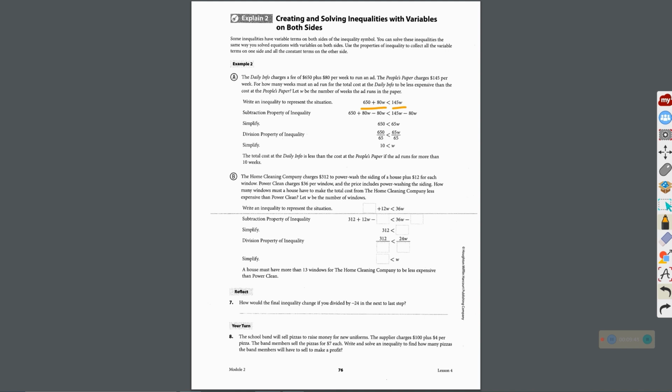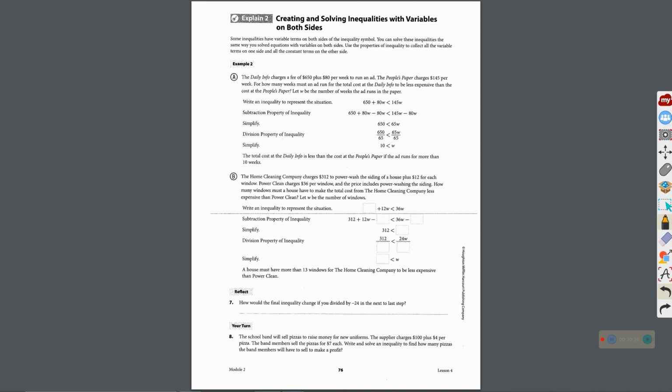Then they're going to subtract 80W from both sides, leaving us with 65W, and these ones add to 0, so 650. Then they divide both sides by 65, and they end up with W is greater than 10. So you kind of read that one backwards. If you want to rewrite it in a way where the variable is first, just make sure your symbol is open to the W. The total cost at the Daily Info is less than the cost of the People's Paper if the ad runs for more than 10 weeks.